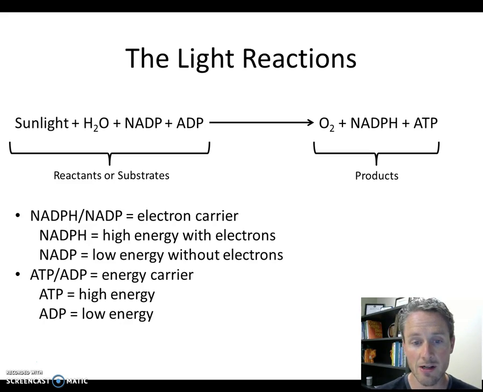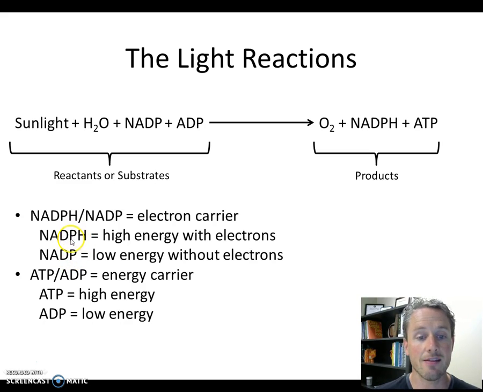So just as a reminder, NADPH comes in these two forms, NADPH and NADP. This molecule serves as an electron carrier. We've talked about these kinds of molecules in the past. Again, we've talked about NADH or FADH2. So for NADPH, that form is the high energy form that's carrying those extra electrons. And then NADP is the low energy form without the extra electrons.